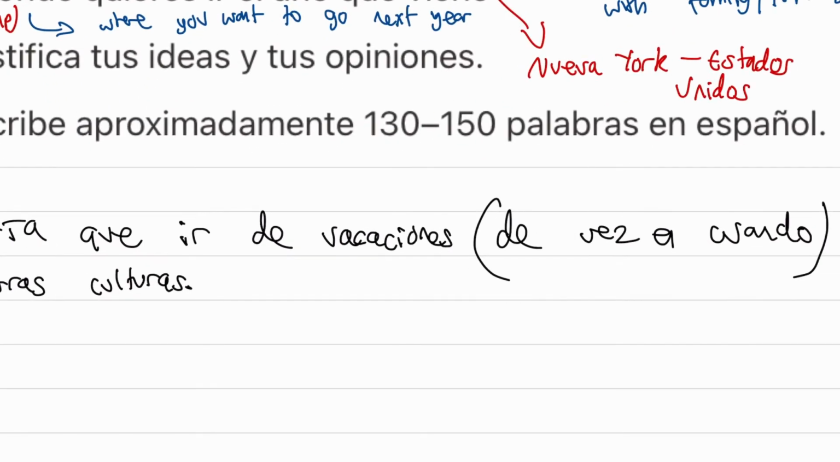Let's write a bit more. Why else would I say it's important to go on holiday? Let's use también to link to the next sentence.